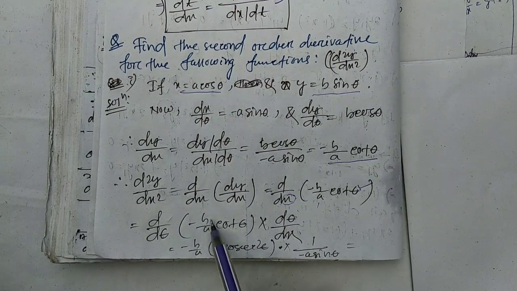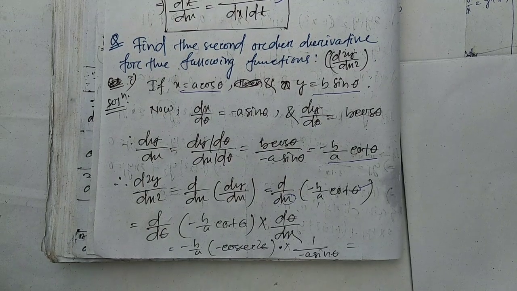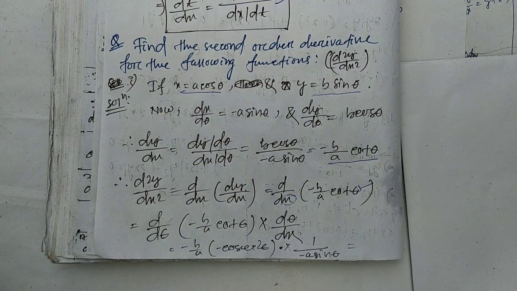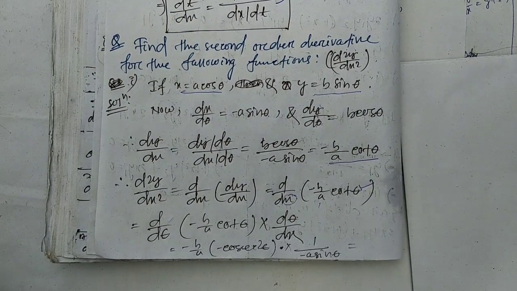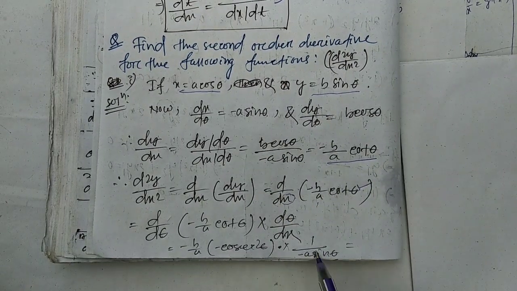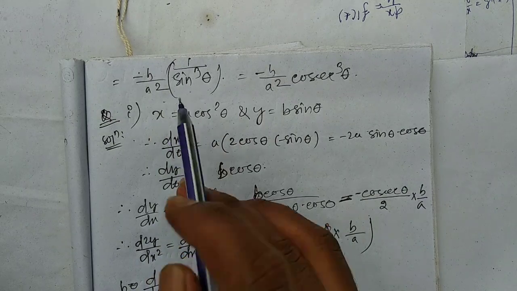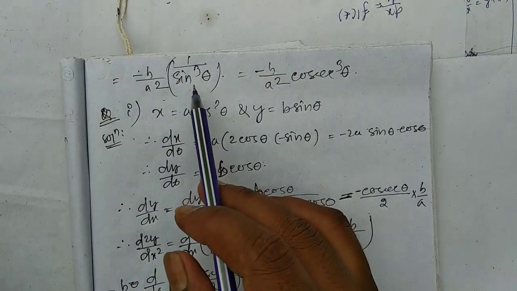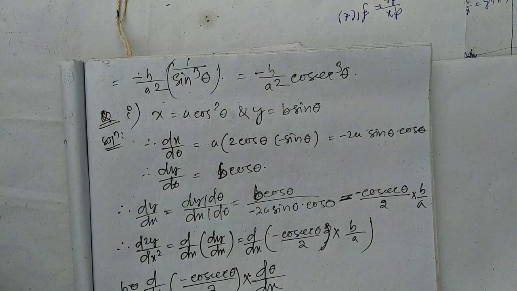So the derivative of this with respect to theta will be minus b by a, that is constant, taken outside. The derivative of cot theta is minus cosec square theta into d theta by dx. How much is d theta by dx? Just take the reciprocal of dx by d theta, that is 1 upon minus a sin theta. On simplification we get minus b by a square into 1 by sin cube theta. So this will be equal to minus b by a square cosec cube theta.